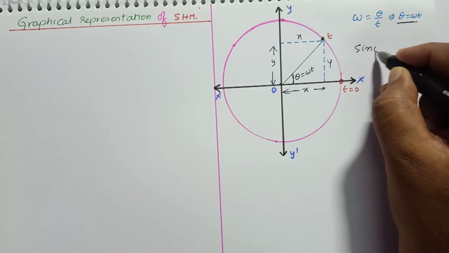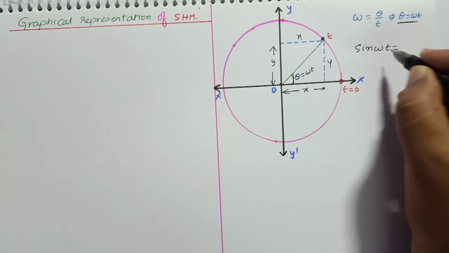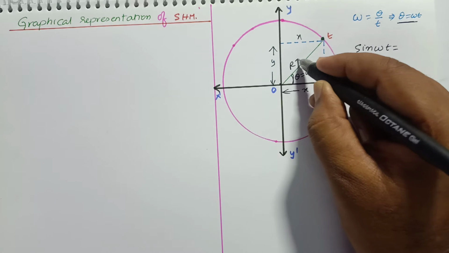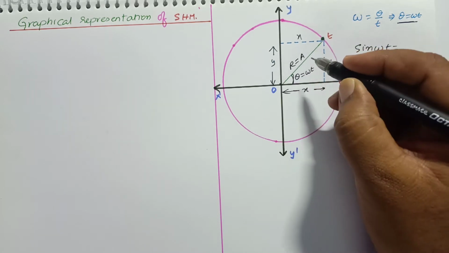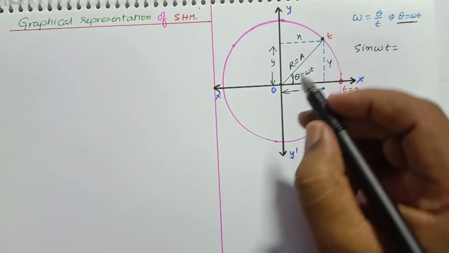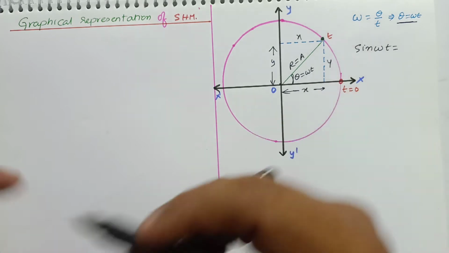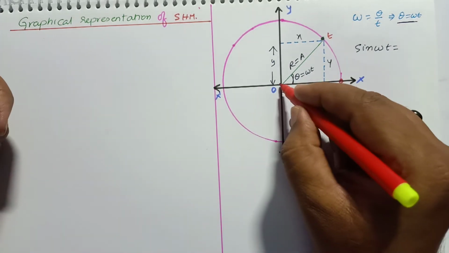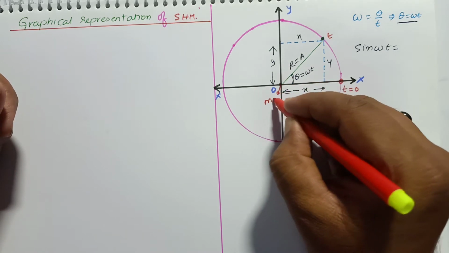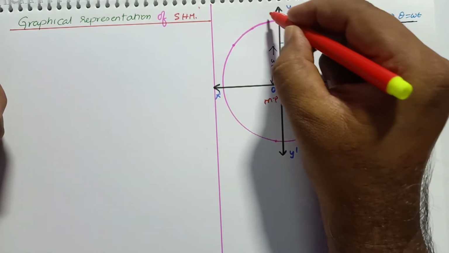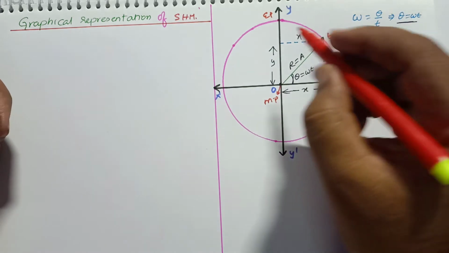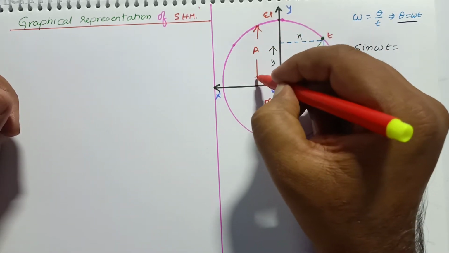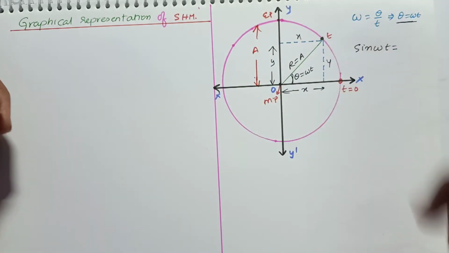Now you are just applying the concept of trigonometrical ratios, that is sine omega t. If you write sine omega t as the opposite side over the radius of the circle, which is also equal to the amplitude. What do you mean by amplitude here? First of all, what is the mean position in this case? This point is considered as the mean position, and this point is considered as the extreme position. The distance between the mean position and the extreme position is called the amplitude.